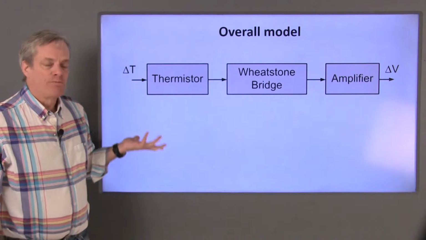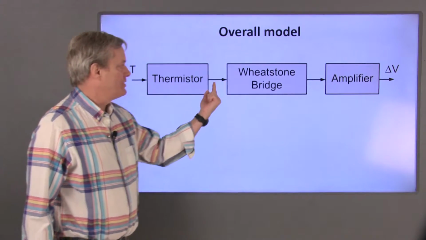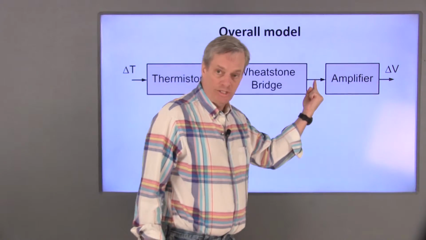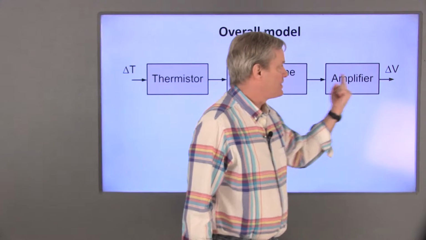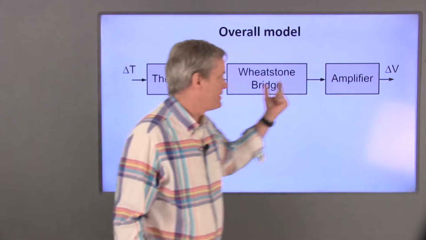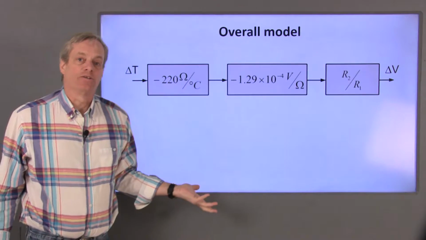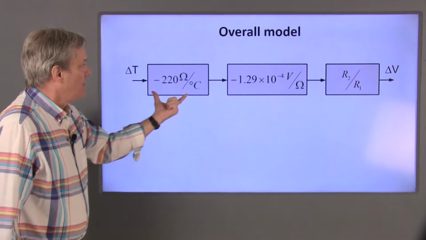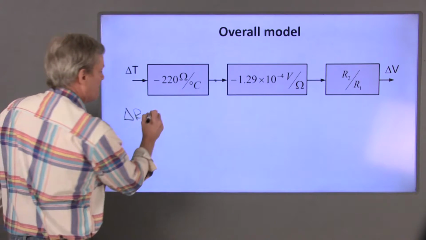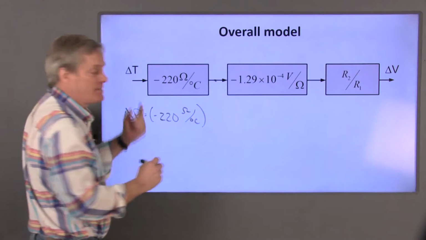So our overall temperature measurement system design looks like this. A thermistor converts a temperature change into a resistance change. The Wheatstone bridge converts the resistance change to a voltage change, and the amplifier adjusts the voltage change level so that we get the desired 0.1 volts per degree centigrade sensitivity between the voltage and the temperature. Now let's replace these blocks with their mathematical representations that we determined earlier. So this resistance change, delta R, is equal to this number, negative 220 ohms per degree centigrade, times this temperature change.